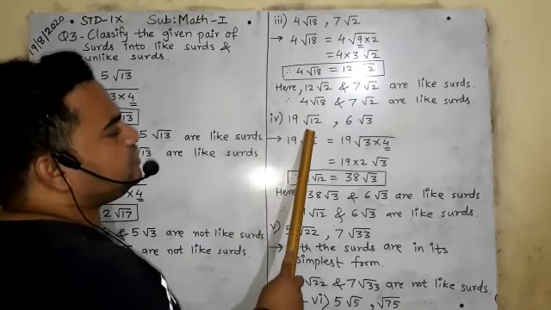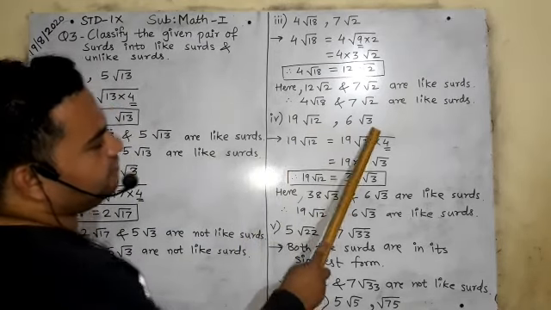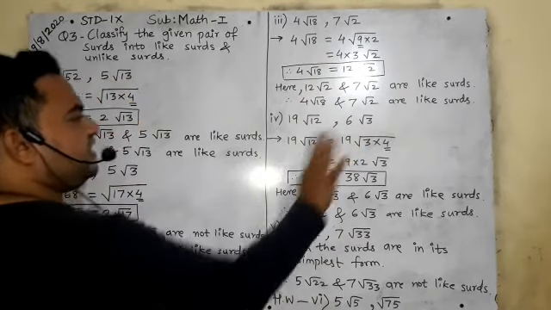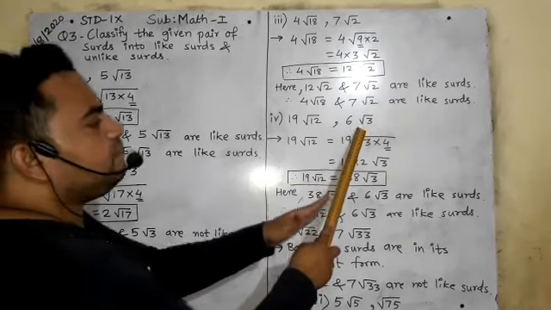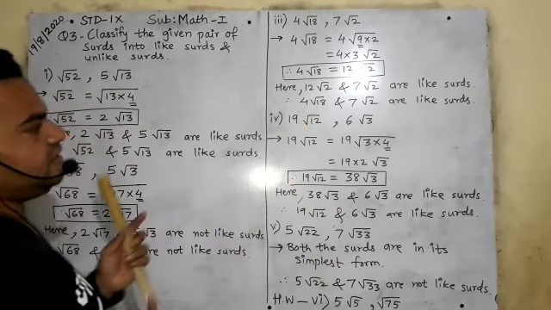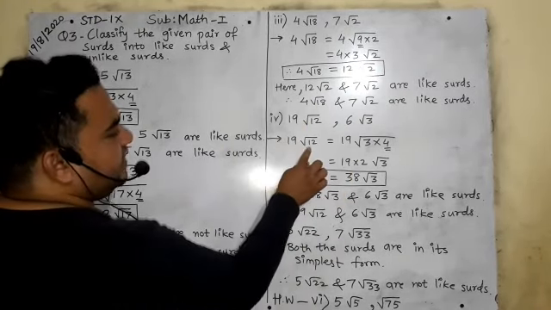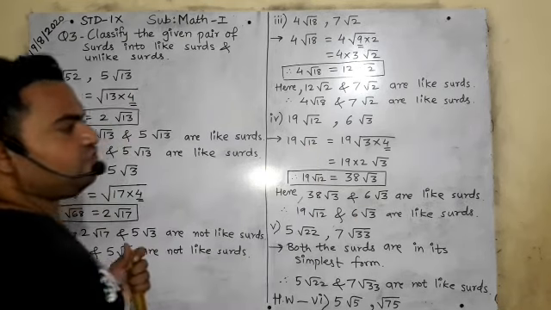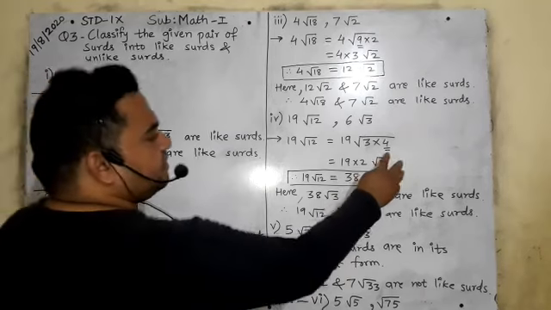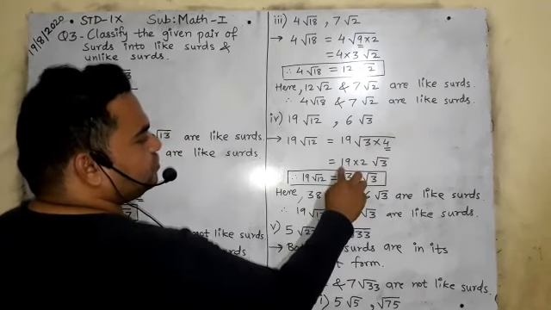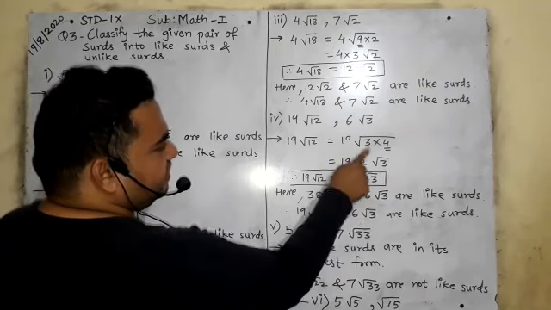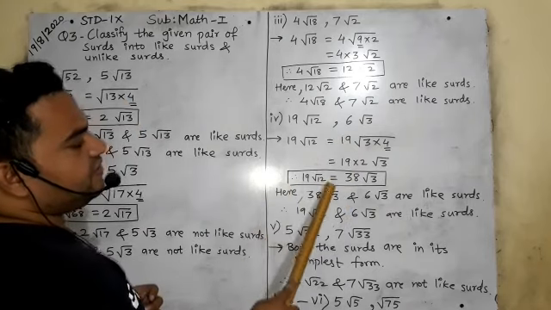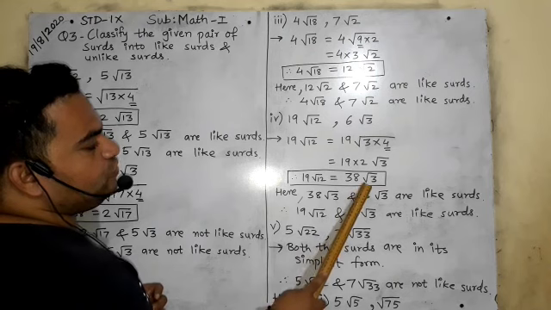19 multiplied by square root 12 and 6 multiplied by square root 3. So this second number is already in the simplest form. We do not have to simplify it. We have to simplify this one. So I will take this number and factorize this 12. So 3 fours are 12 or 4 threes are 12. So 4 is the perfect square of 2. 2 will come out. So 19 twos are 38 and this 3 will be as it is. Okay, so now this number can be written like this, 38 into square root 3.